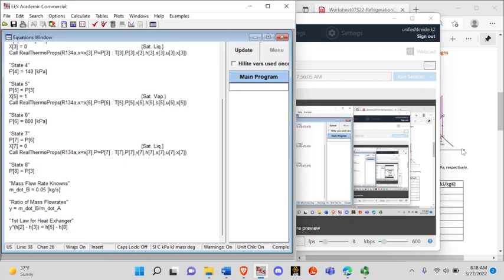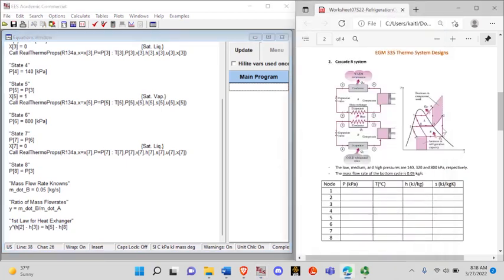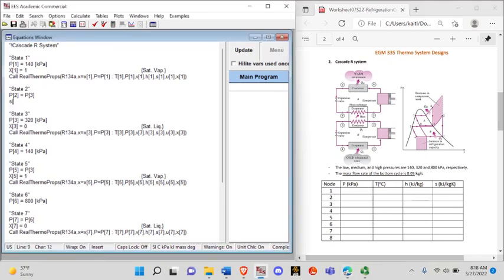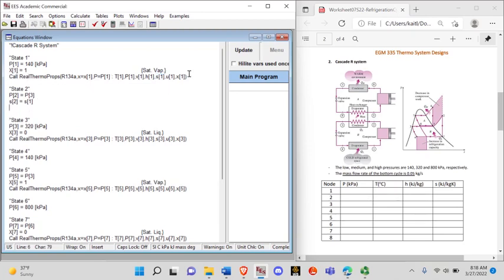But we can still look at our TS diagram and find more common property values. We see here that the entropy at state 1 equals the entropy at state 2 because it's an ideal cycle. So we can go here and we know S2 equals S1, and we found S1 here when we called our real thermal props function.